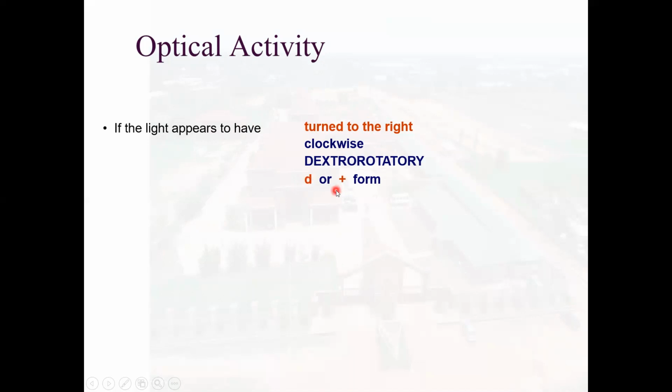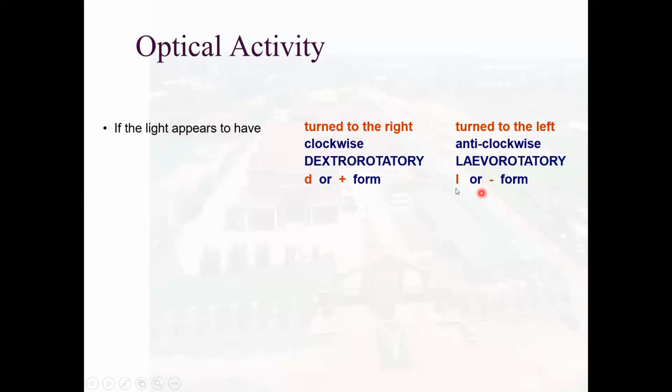So whether I say positive or dextrorotatory, I'm still talking about the same kind of optical response, if it turns to the right, which is clockwise. Clockwise is the direction of your clock. Your clock moves from left to right around the clock circle. So the direction of the clock is what we call dextrorotatory. What if it turns to the left? We call that anti-clockwise, which is levorotatory, and we represent it with the L or with the negative sign. So it is the L or the negative form of that compound.